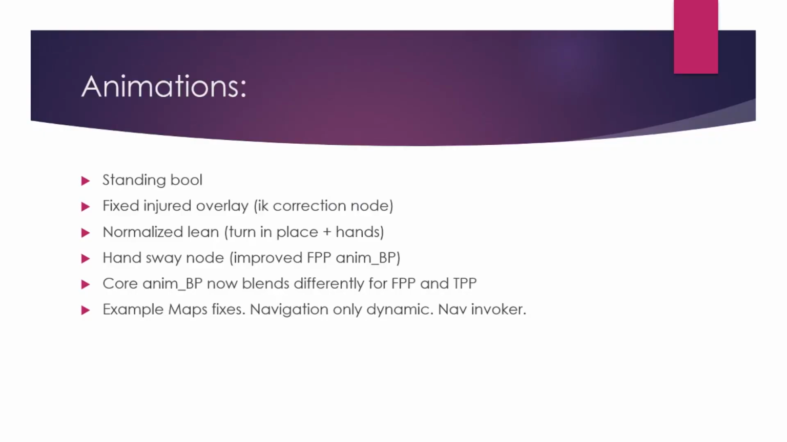Just as a quality of life, I've added a standing boolean in the overall animation graph. I fixed the injured overlay and made a new corrected node called IK correction. I will show you how it works. I've added a new normalized lean, which is used for turning in place and for hand sways. I've added a new subgraph called the hand sway node, and it is an ease of life node that helps you improve first person perspective animations. There are also new methods of blending poses for first person perspective and third person perspective. I also made sure that every example map works.